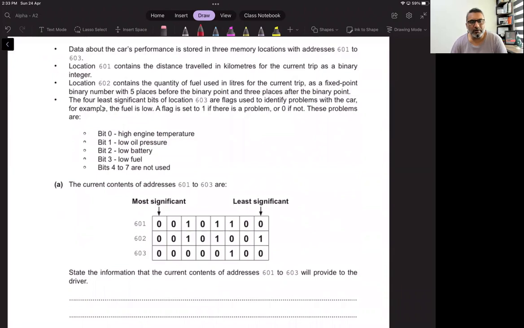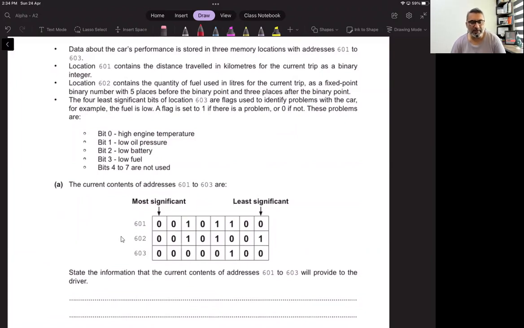The four least significant bits of location 603, 1, 2, 3, 4, are flags used to identify problems with the car. For example, if the fuel is low, a flag is set to 1, there is a problem, or 0 if not. The problems are: bit 0, high engine temperature; bit 1, low oil pressure; bit 2, low battery; and bit 3, low fuel. Bits 4 to 7 are not used. So these 4 are being used and these 4 are not being used.